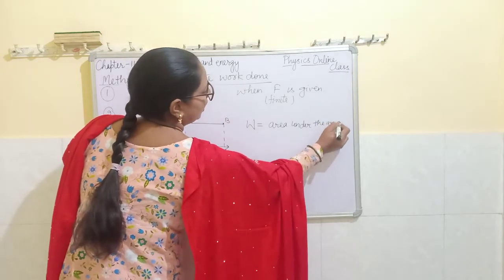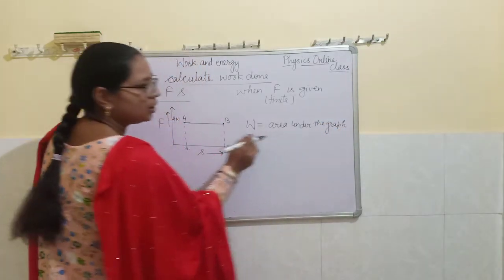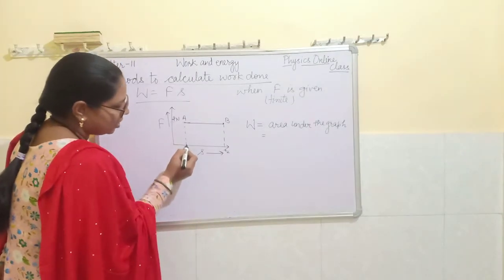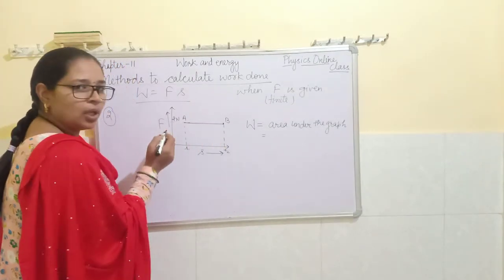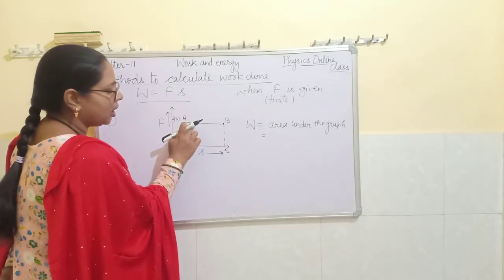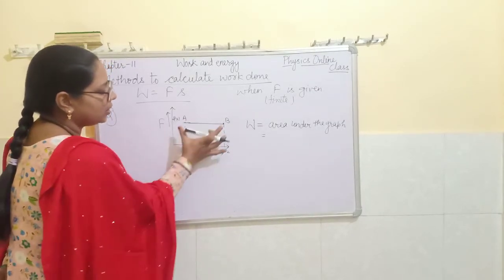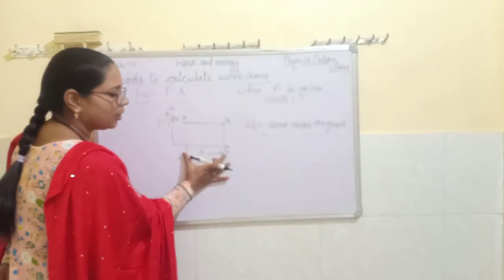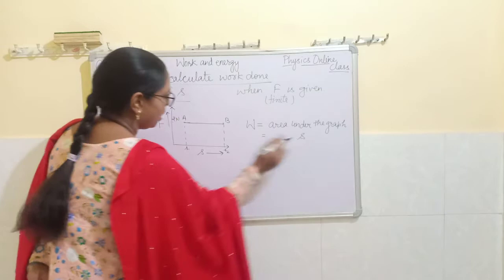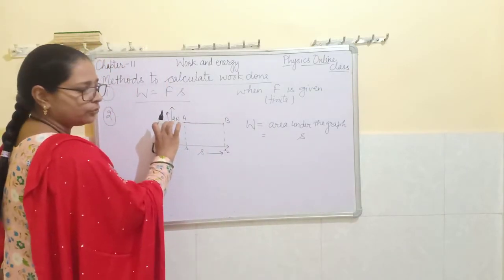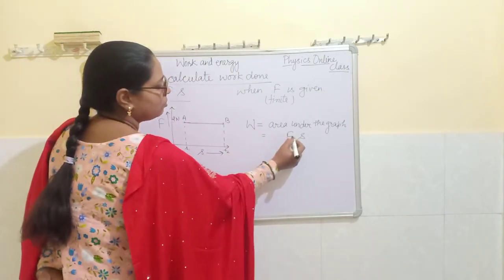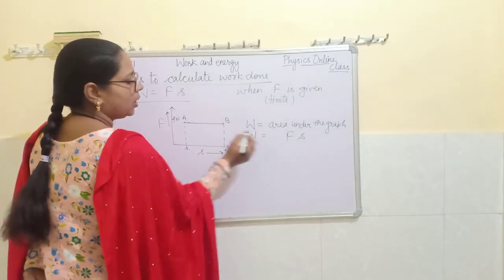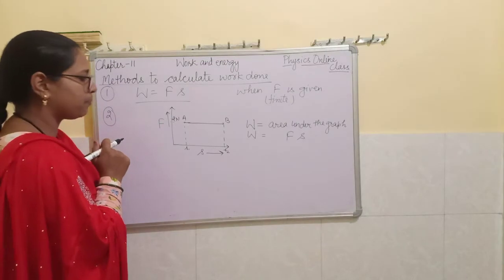We will simply calculate the area under the graph. How can we calculate area? As you can see, this is the shape of a rectangle, and the area of a rectangle is length into breadth. So this value is our displacement and this much is the value of force applied. So we will simply write F into S and we can easily calculate our work done.